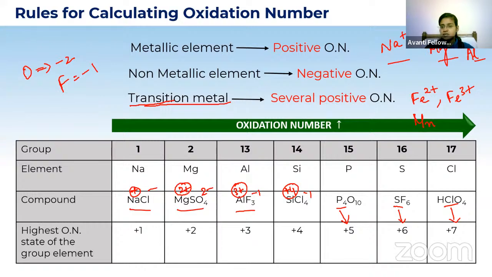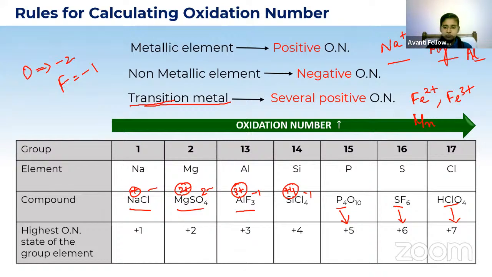Able to understand? All metals will have positive oxidation number and all non-metals mostly will have negative oxidation number. The transition metals will have several positive oxidation numbers, and the highest oxidation number for a particular group is equal to the valency of that group element.